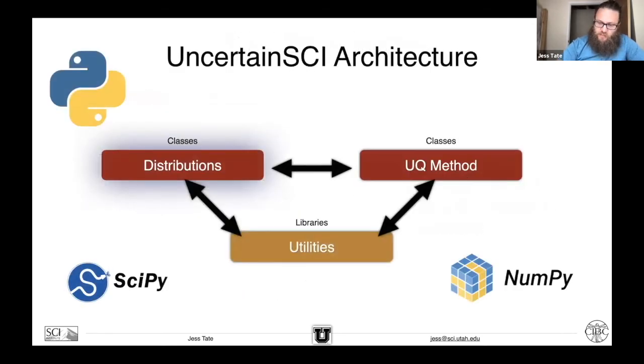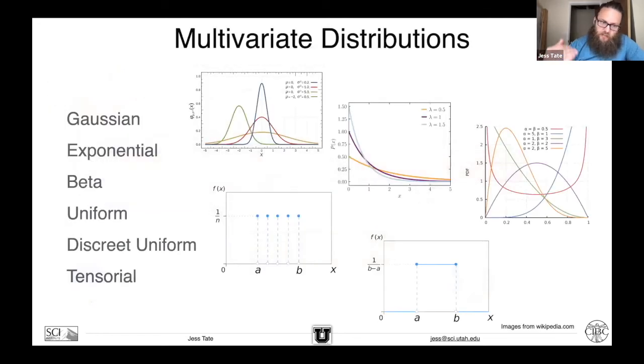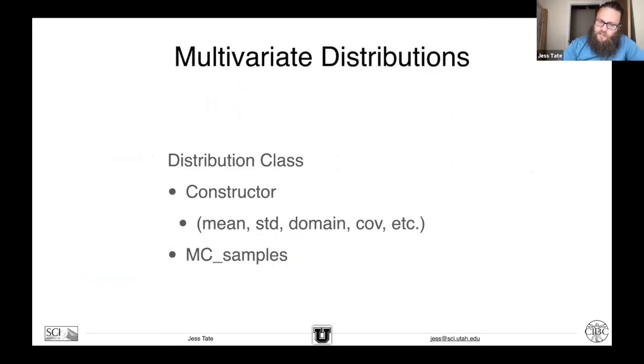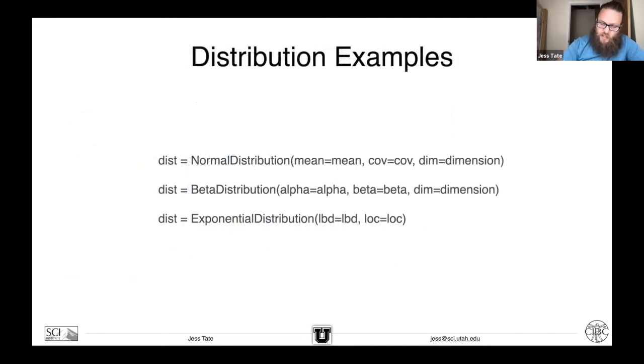Okay, so I just want to briefly explain some of the distributions we have implemented in UncertainSCI. We have this list here: Gaussian, exponential, beta, uniform, discrete uniform, and tensorial, which allows you to combine a mixed set of the other distributions, assuming that they're independent, as Akil mentioned earlier. And there are some main functions here. They're called very simply. You saw in the example we showed, it's just a single line. You just declare which type of distribution and the parameters of that distribution.